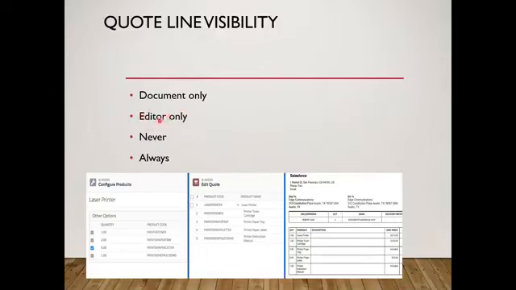What is editor only? That is the second type of quote line visibility. Editor only means it will only display on the edit line screen. When you are actually adding a product, you will see that product, you can change anything there, but you don't want to show that product on the generated PDF. That is editor only. It will not display on the generated document. It will only display on the editor screen.